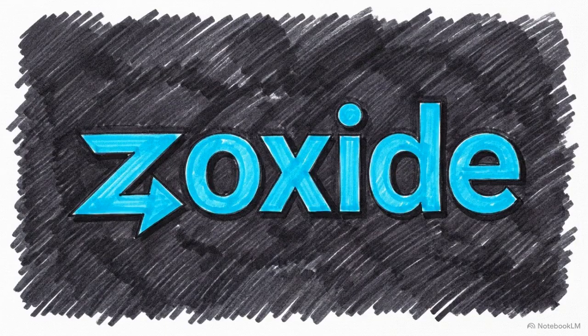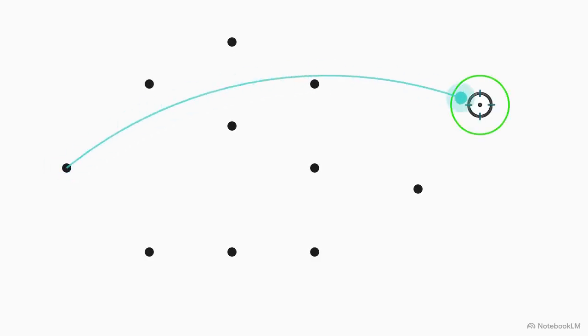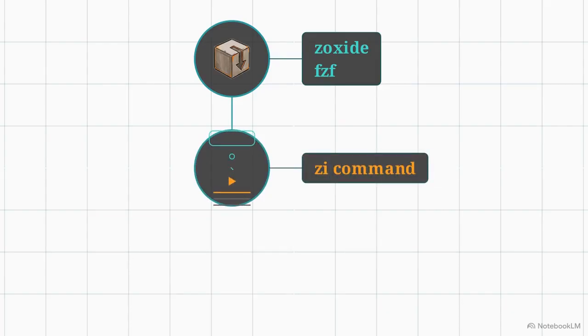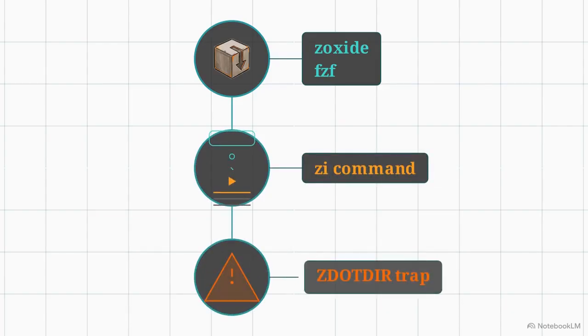This is Zoxide. It's an intelligent replacement for your standard change directory command that actively tracks where you go, learning your habits to predict your next destination. To get this set up, we are going to grab the necessary binaries, integrate an interactive search menu, and carefully sidestep a notorious configuration trap that breaks custom terminal environments.